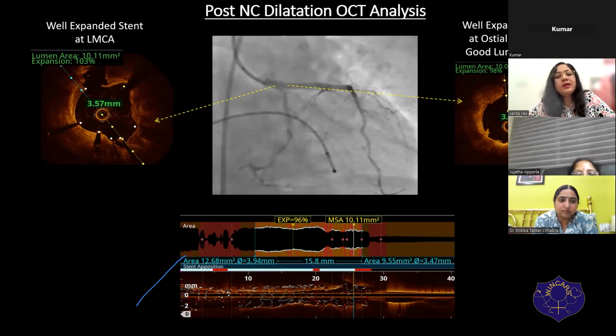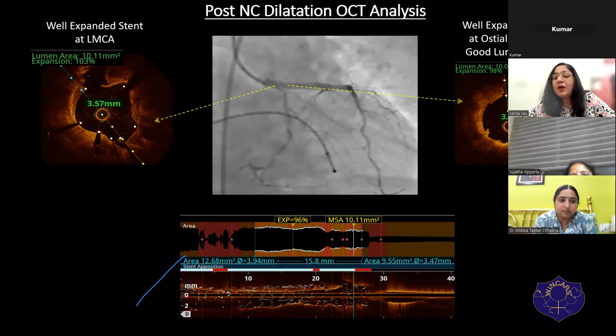We simply used an NC balloon and dilated, and then we took the OCT. Now, this is the OCT after dilating just with a simple NC balloon. My MSA has gone up to 10. My expansion is now 96%. But did the stent lengthen a bit and come across your circumflex ostium?